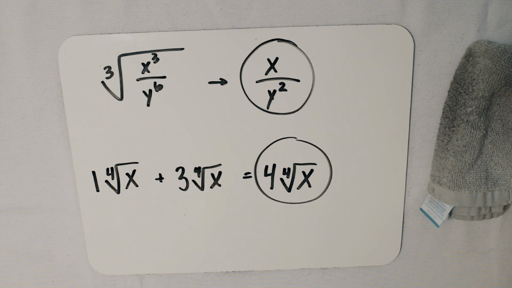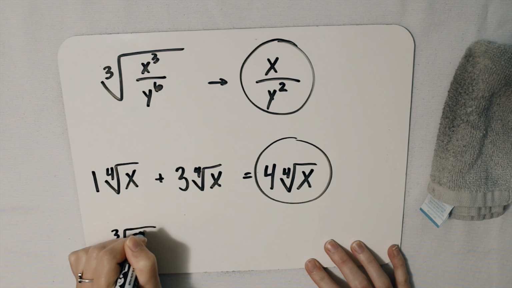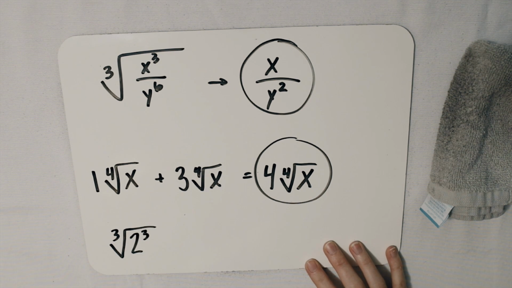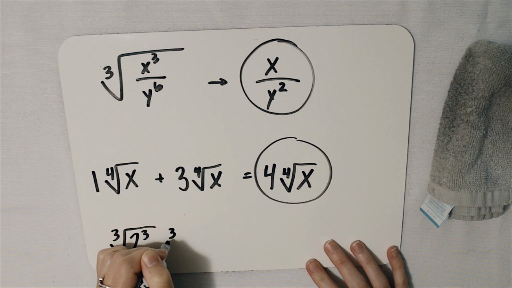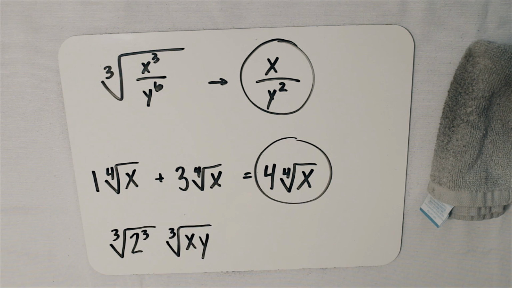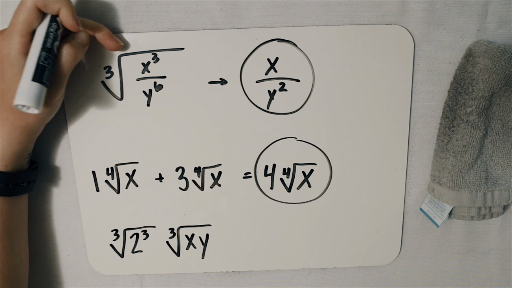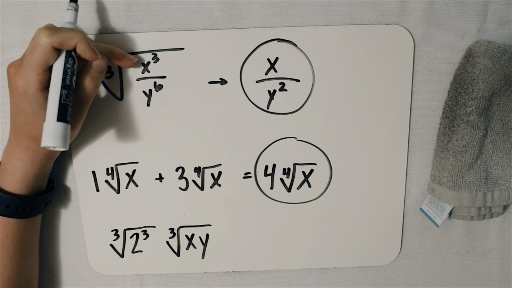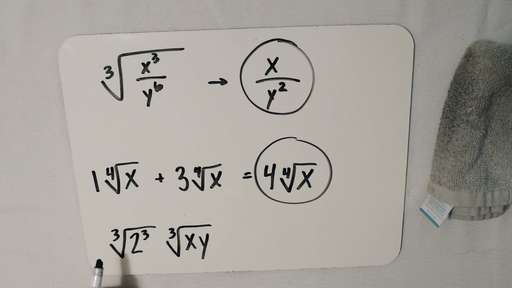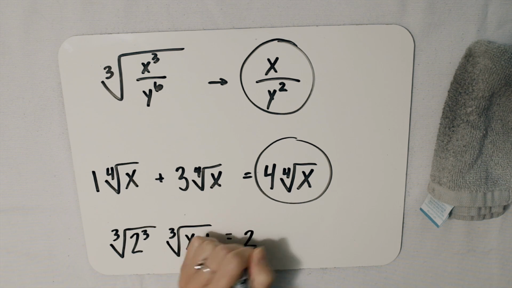So let's look at number 18. It is the cubed root of 2 cubed times the cubed root of xy. Same as up here in number 15, remember, the cubed root and the cube cancel each other out. The same thing happens here with the cubed root of 2 cubed. What that leaves us with is just 2.